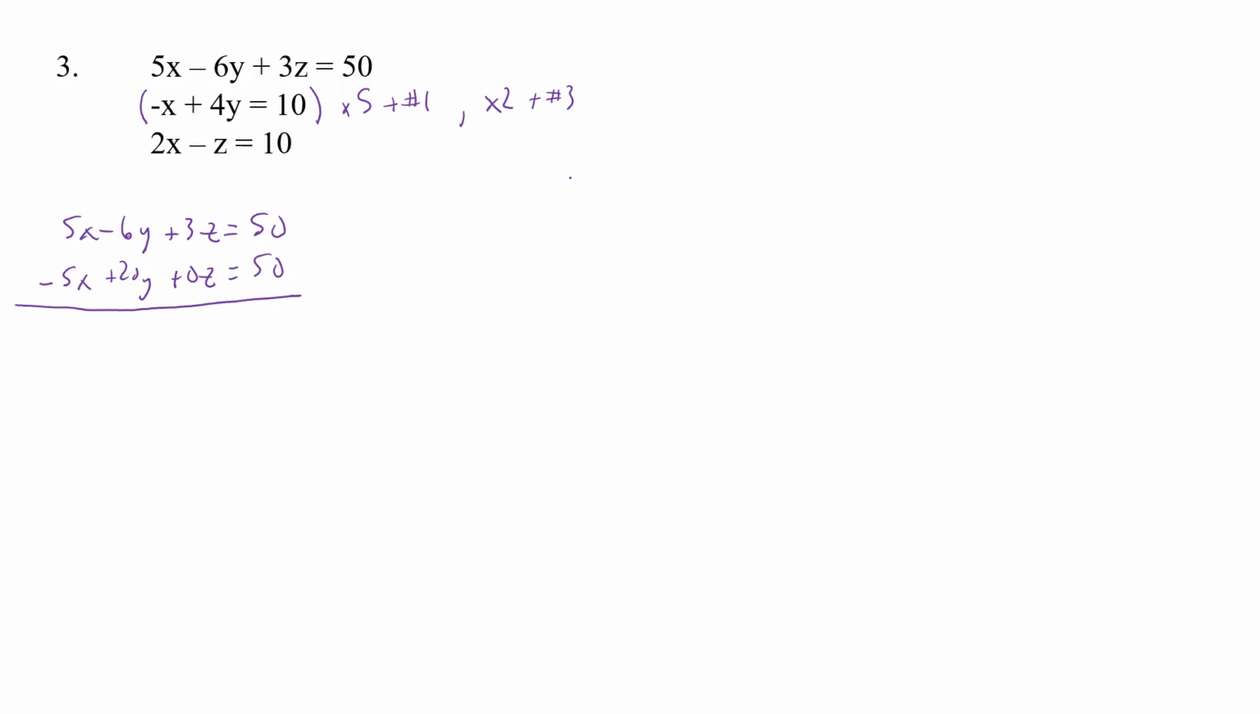Now the second one, I'm going to take 2 times that. So I'll have a minus 2x plus 8y plus 0z equals 20. And here I have a 2x plus 0y, and then a minus z equals 10. And now notice I'm putting placeholders anywhere there's a 0. That way I remember that when I add, it just lines up, and so I don't miss anything.